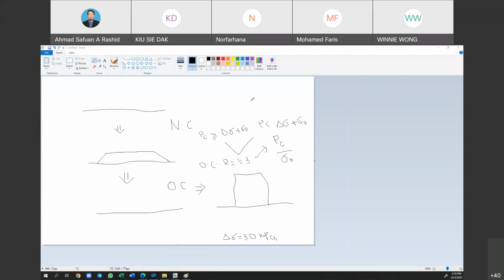Unless they provide the PC. Let's say the questions where you need to draw the e-log P, okay. So from there you can get the PC value. So you can use the PC, divide with the effective vertical stress, then you can get the OCR value as well.